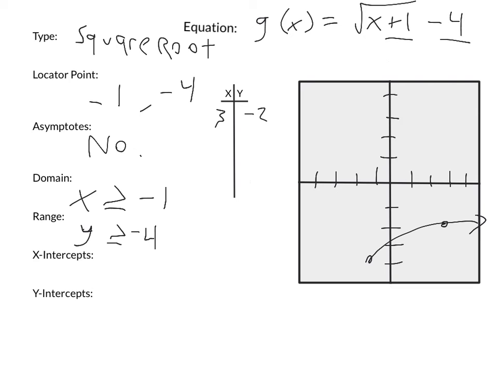Okay, so for the x-intercepts, I can plug in 0 for y, and if I go ahead and do that, 4 on this side, square it, 16 minus 1 gives us 15, so that's our x. And then for the y-intercept we can plug in 0 for the x, and I'm going to just go ahead and put that down as negative.